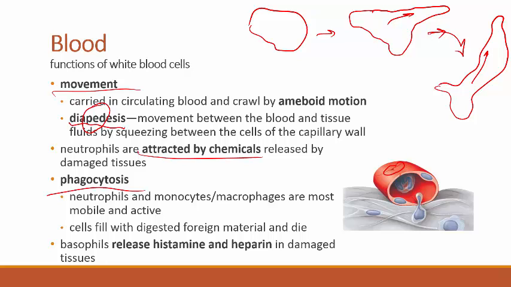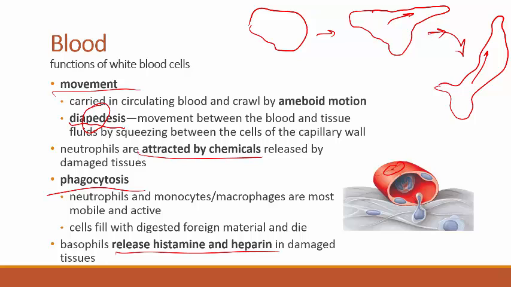White blood cells are capable of phagocytosis, especially neutrophils and monocytes. We call them macrophages when they're out there in the peripheral tissues crawling around and eating stuff. So phagocytosis is really, really important. And remember, neutrophils will fill up with the digested foreign material, then they die. Macrophages can come along and clean them up. And then last of all, basophils have the capacity to secrete histamines and heparins in damaged tissues.